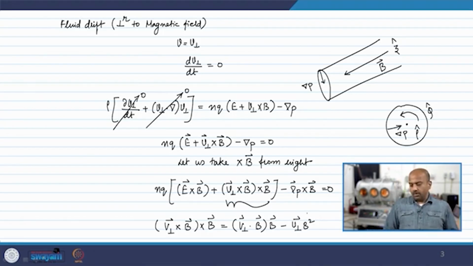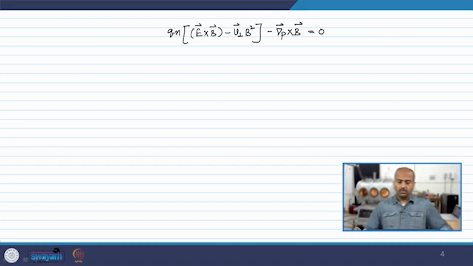Right. So, now if you look at the right hand side, in the very beginning we made an assumption that v perpendicular is at right angles with the magnetic field. So, since this term is a dot product and the angle is 90 degrees, this term becomes 0. So, what we are left with is q n times E cross B minus v perpendicular B square, minus del P cross B is equal to 0.